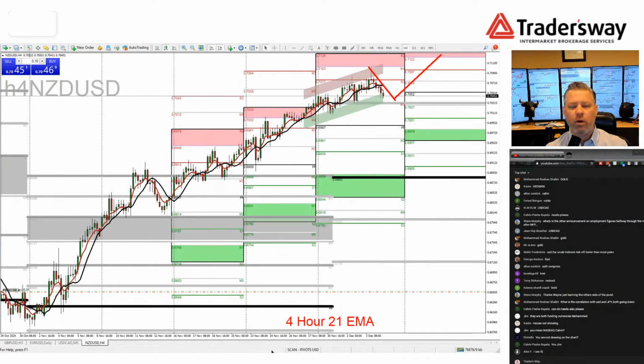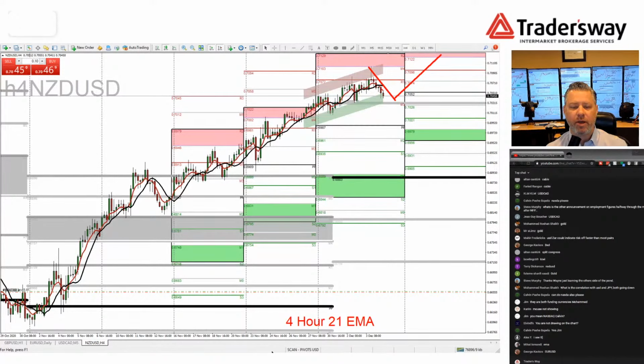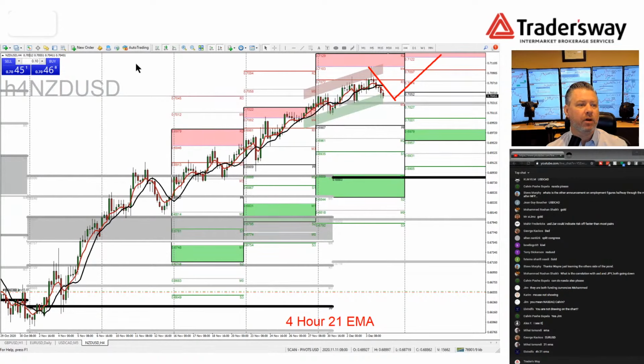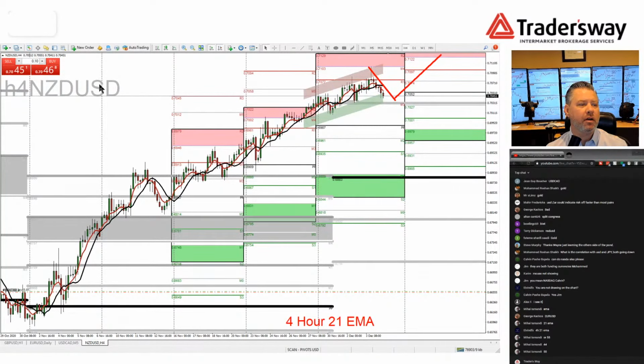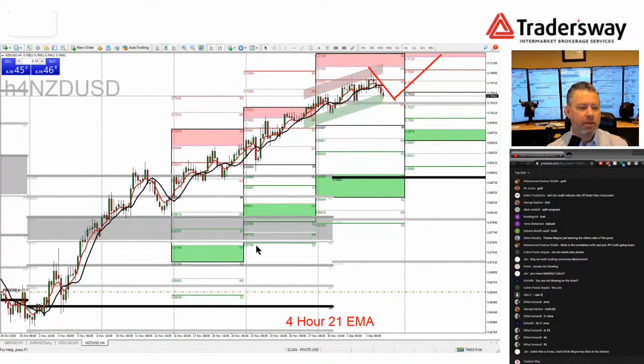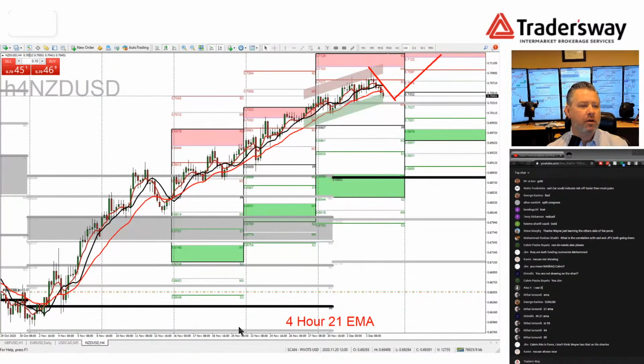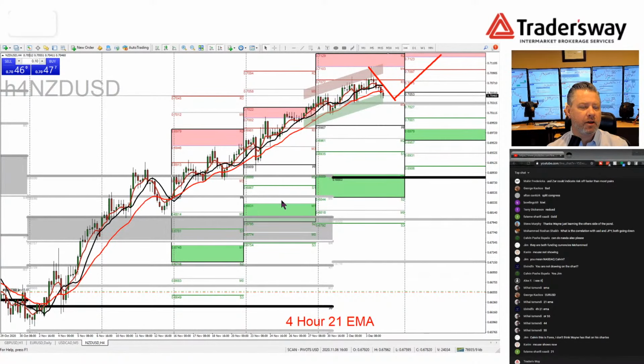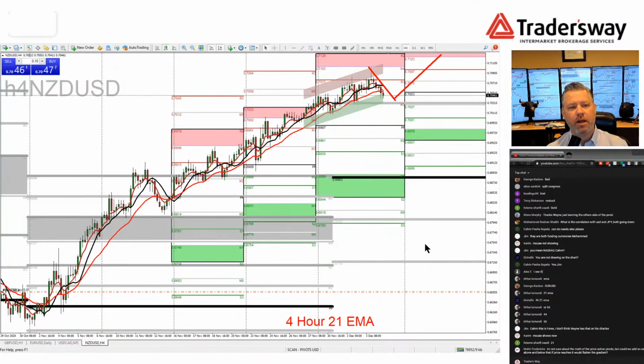Okay. What else could I use as a dynamic level of support? Which EMA? 21 EMA. Okay, good. Insert, indicator, trend, moving average. 55, no. 21 exponential. Did that go in right? Exponential 21. Doesn't seem right. All right. Fair enough. Apparently that's right.